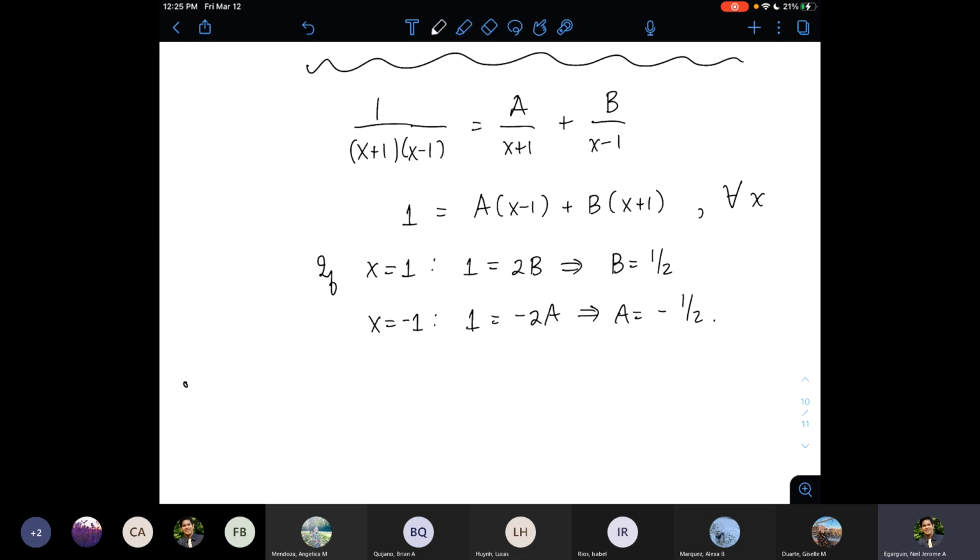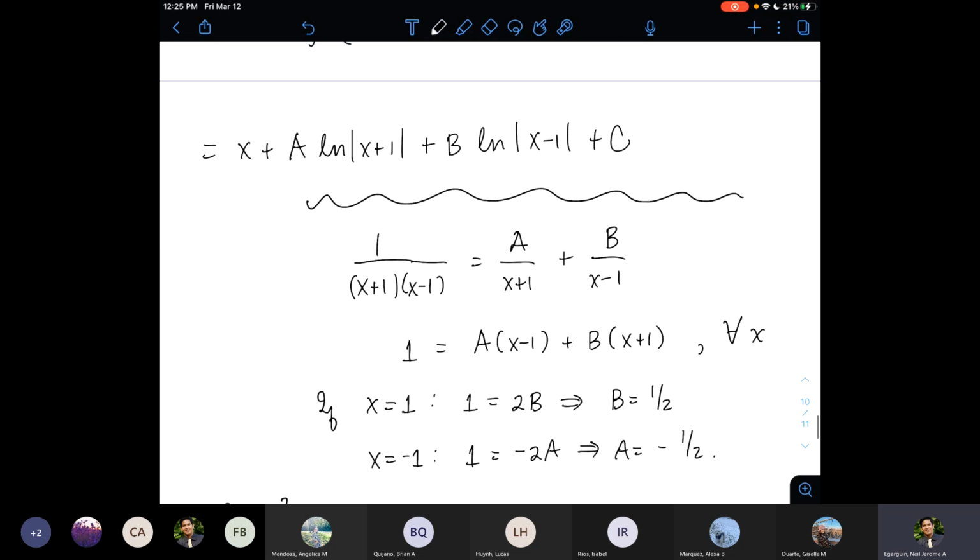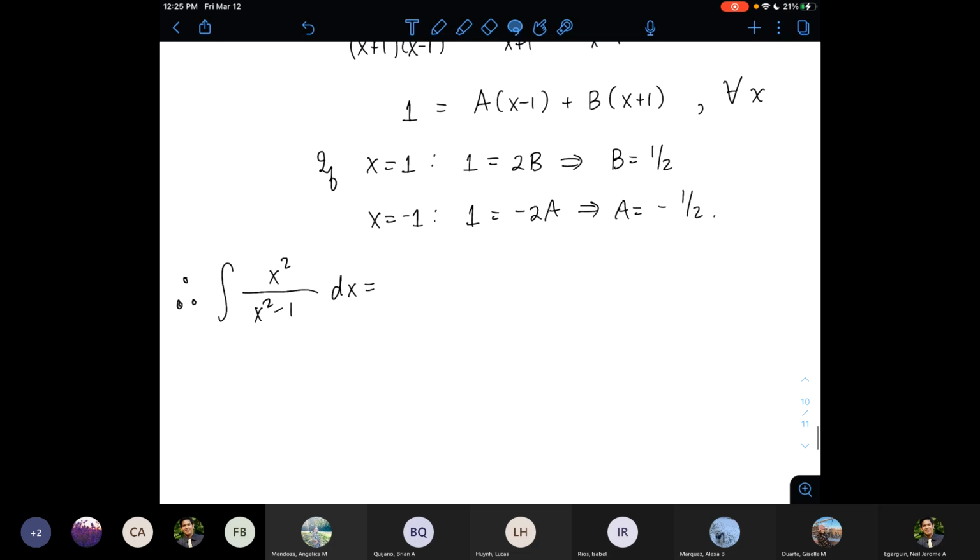Okay, so therefore we can write our final answer. Remember, we're dealing with x squared over x squared minus 1 dx. We already knew that the answer should look like this. Okay, and what's left to be done is to plug in the values of a and b. A is -1/2, and b is positive 1/2. And there you go. We have the integral.